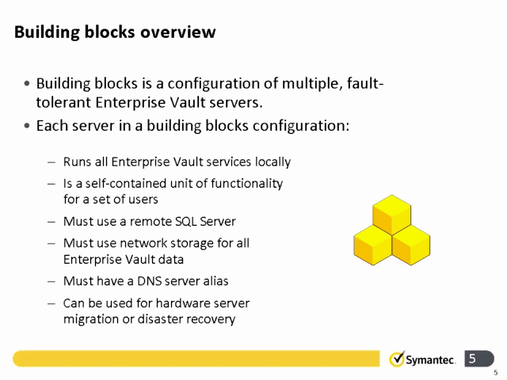The SQL server must be remote. It cannot be on the Enterprise Vault server. You must use network storage for all of your Enterprise Vault data, so none of the data can be local to the server that fails. You must have a domain name server alias or DNS server alias, and it can be used for a hardware server migration or disaster recovery once you have it set up.